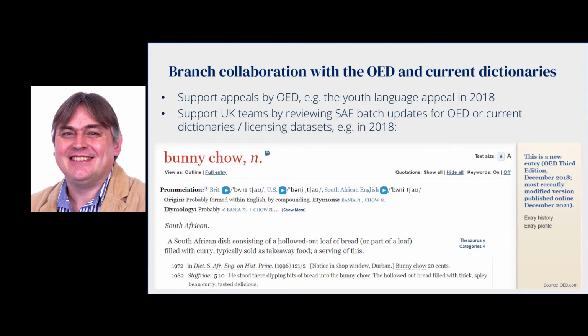And that included taking part in supporting appeals by the OED, for example, the youth language appeal in 2018, but then also much more directly supporting the UK teams by reviewing South African English batch updates for the OED or the current dictionaries licensing data sets. And as you'll see from the example I've put there, bunny chow, which is a very typically South African dish consisting of a hollowed out loaf of bread or part of a loaf filled with curry, was one of the resulting terms from the 2018 update.